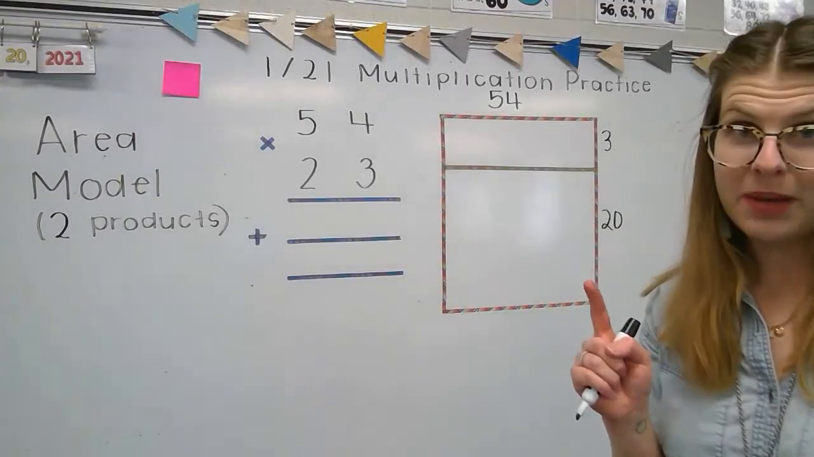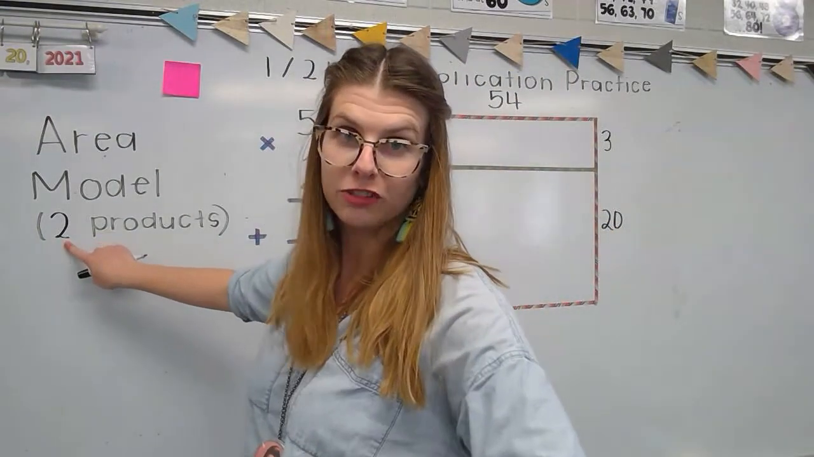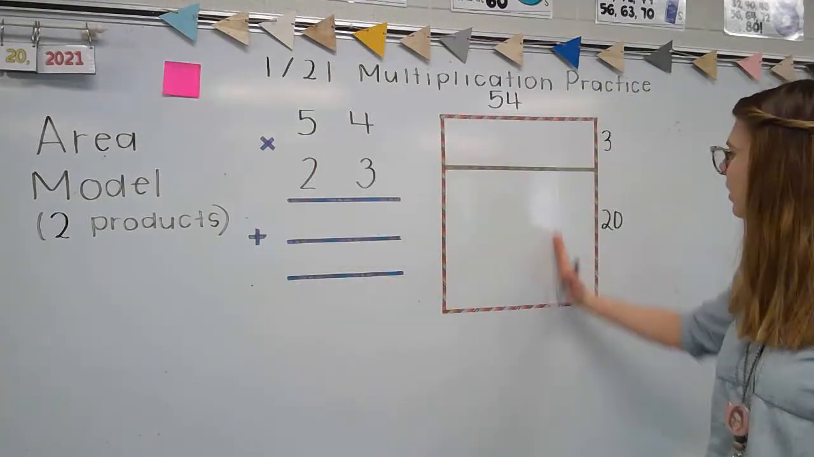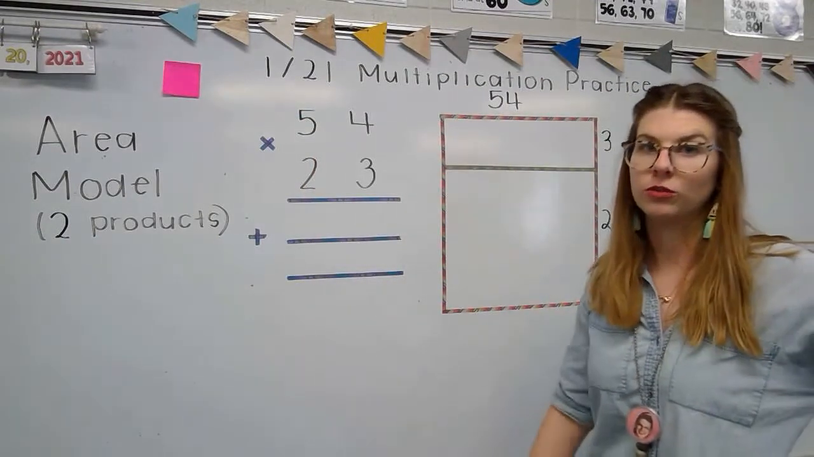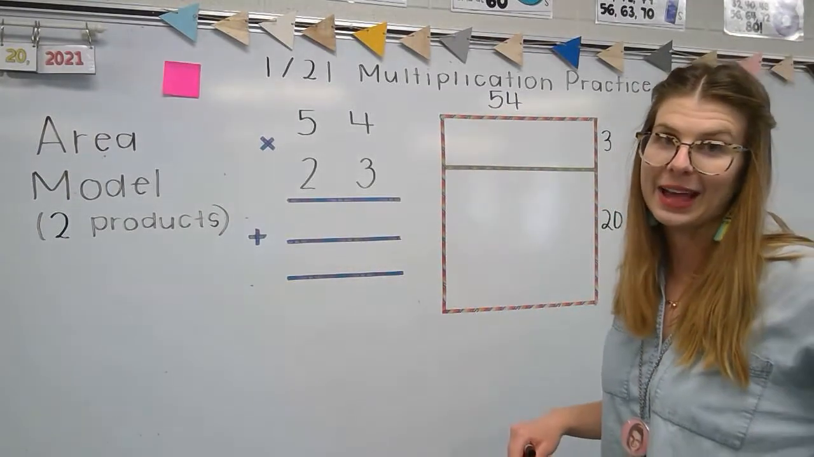Now we're going to do the area model, but this time we're going to narrow it down to just 2 partial products. And we're going to do that by eliminating one of the columns that we had in our area model. So we just have 2 compartments, one for each of the partial products that we're going to be adding up.